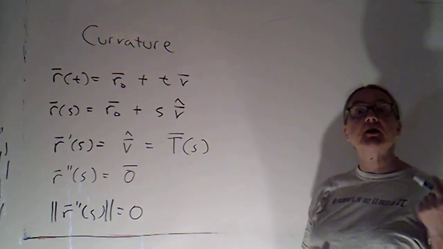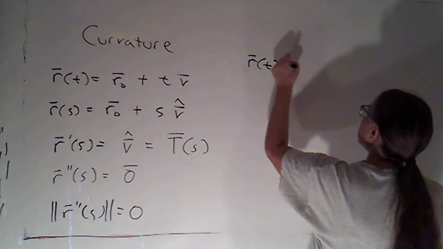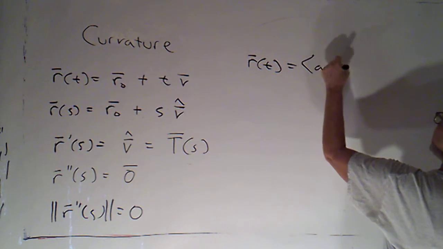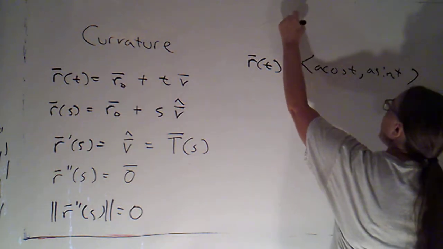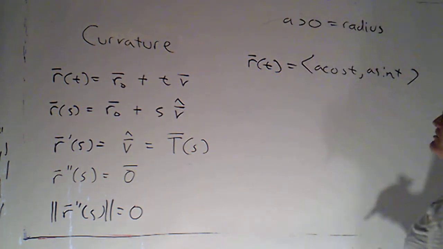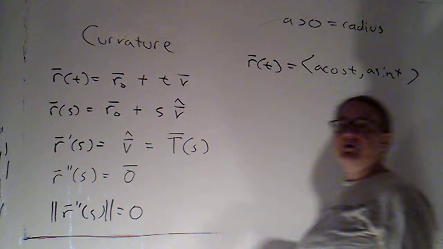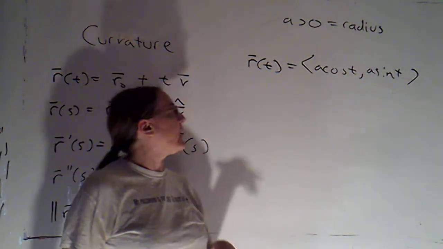Let's take a look at a circle. Okay. Now if I start with r of t equals a cosine t, a sine t, so a greater than 0 is the radius of my circle. So I put my circle so that it's centered at the origin, and I've chosen to orient it counterclockwise.